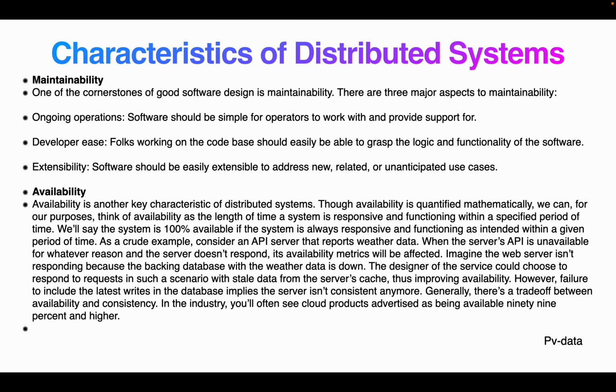So this is maintainability. Basically, you should be able to make changes faster. And availability means the system should be available 24 by 7. Availability is another characteristic of a distributed system. Availability is quantified mathematically. For our purposes, we can think of availability as the length of time a system is responsive and functional within a specific period of time. We will say a system is 100% available if it is always responsive and functional within a given period of time.